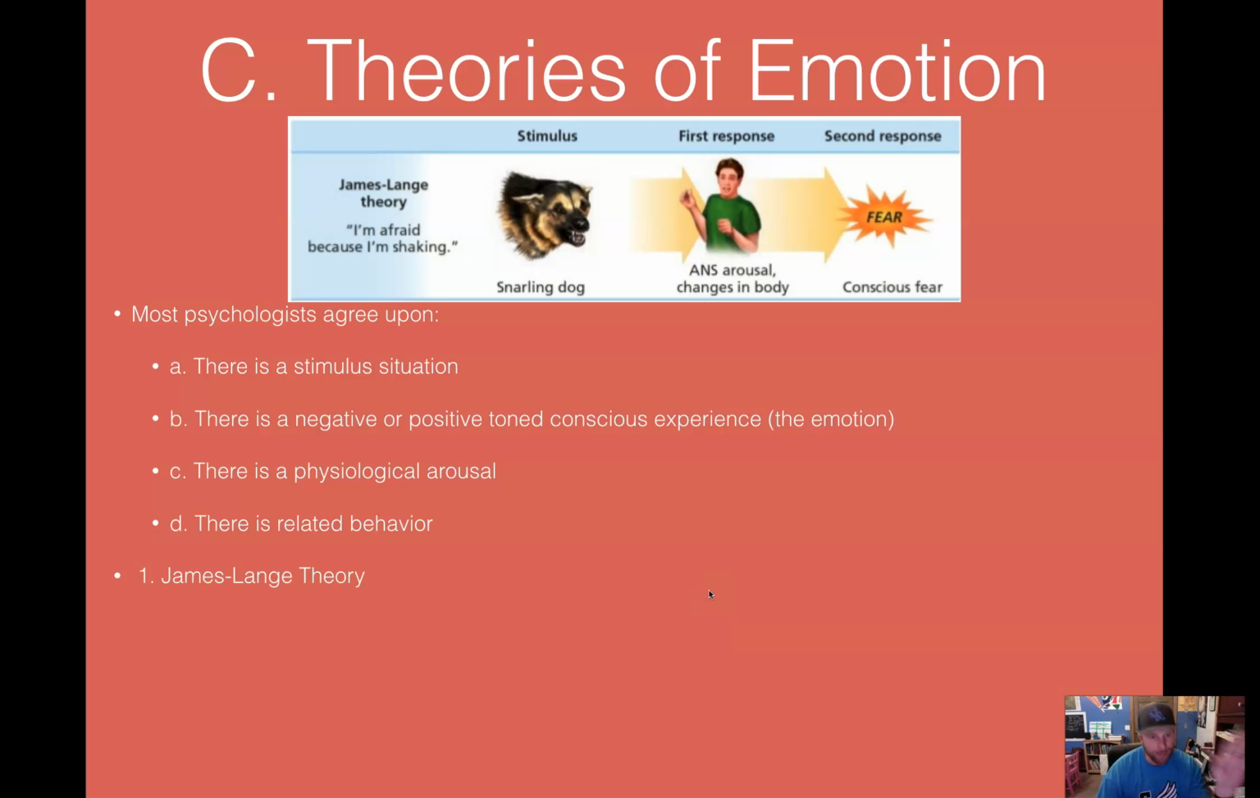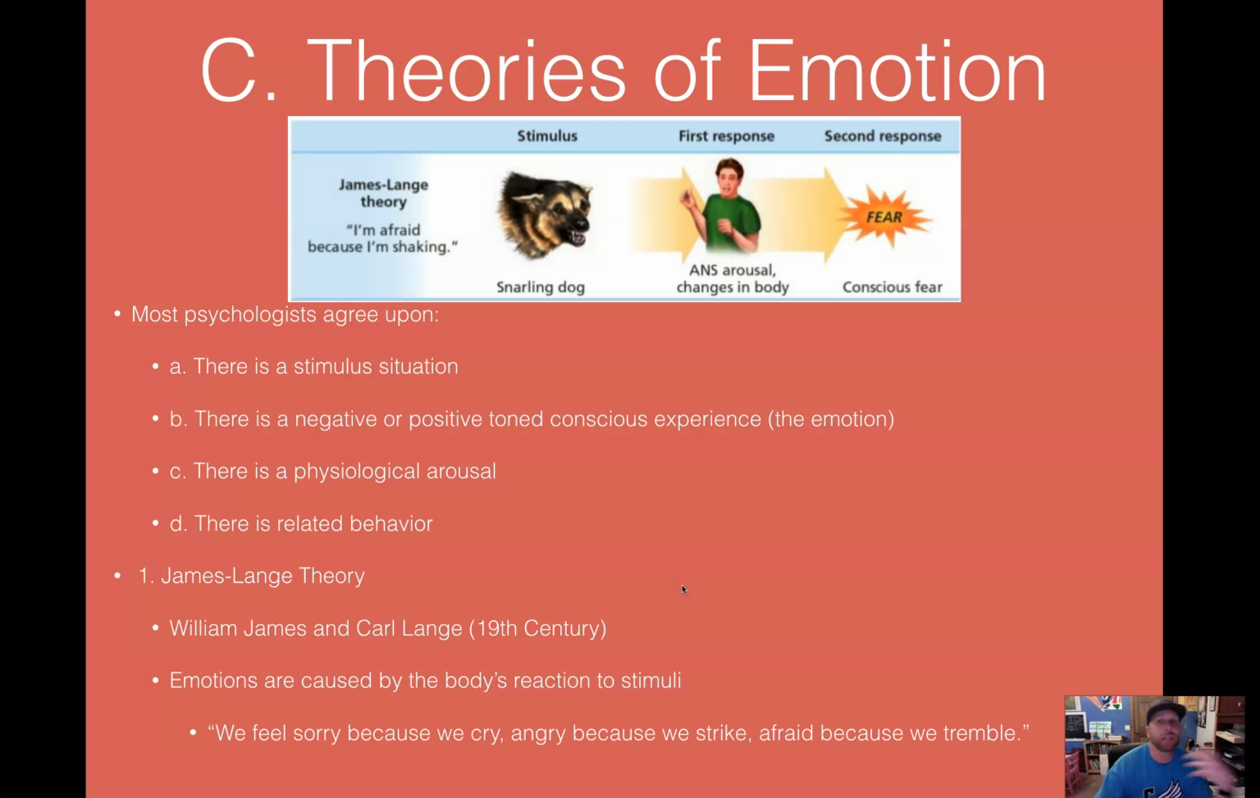The James-Lange theory says, this is from William James and Carl Lange, going back to the 19th century. There's William James from Harvard, 1879, started the psych lab and all that stuff. That emotions are caused by the body's reaction to the stimuli. Basically, the body reacts and then our brain interprets it. Our heart is beating, so we feel excitement. We feel sorry because we cry. We're angry because we hit, and we're afraid because our body is trembling. Our brain interprets the body.